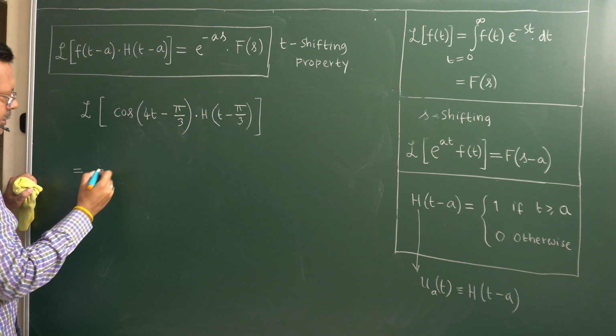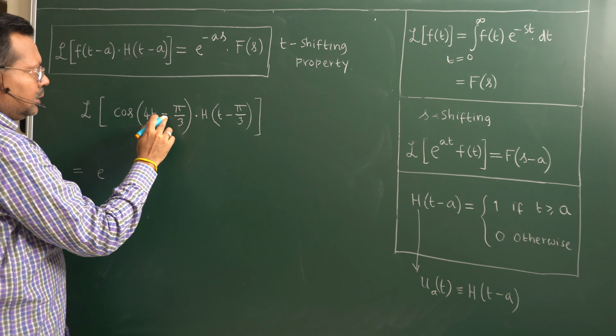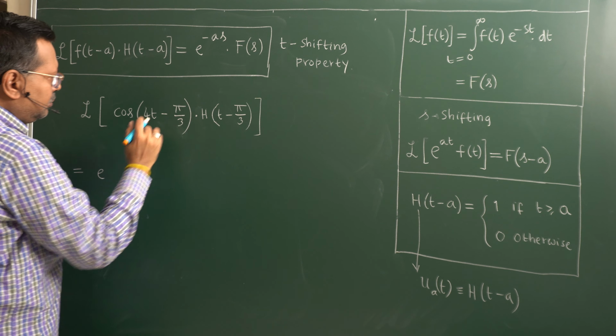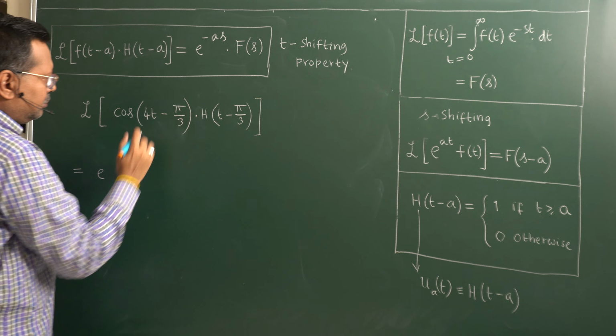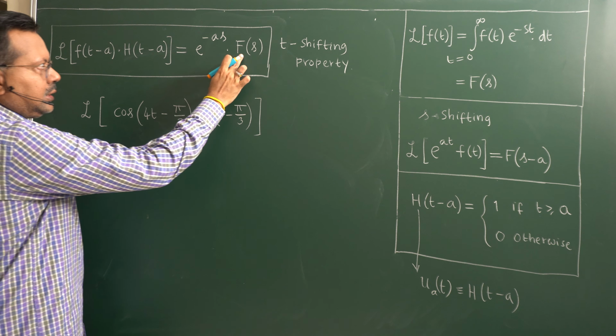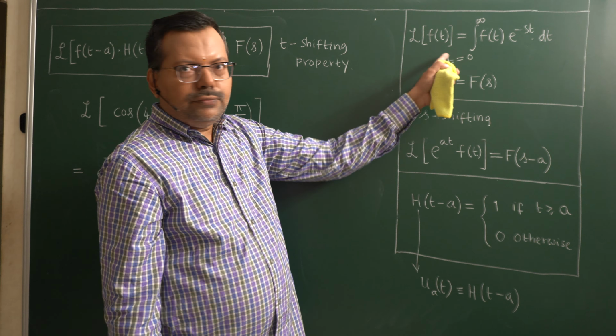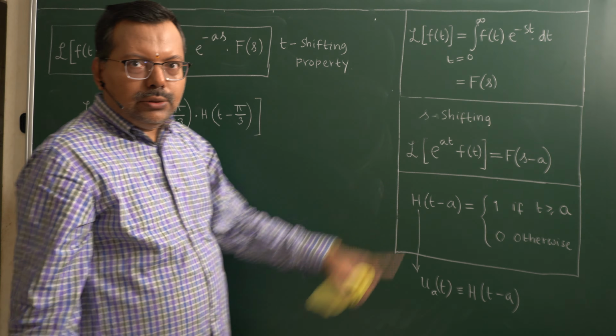The answer is given by e raised to minus as, so I have e raised to minus pi s by 3 here, multiplied by F of s. But what is F of s here? You have to understand that F of s is nothing but L of f of t; only then is it easy to understand. So I will write that f of t is cos of 4t. Like this you have to write.